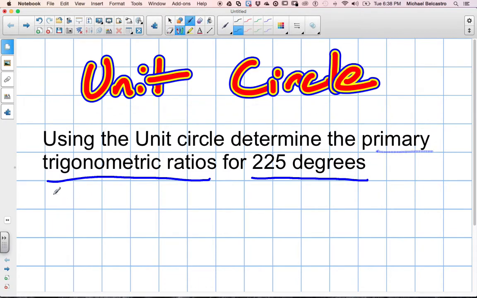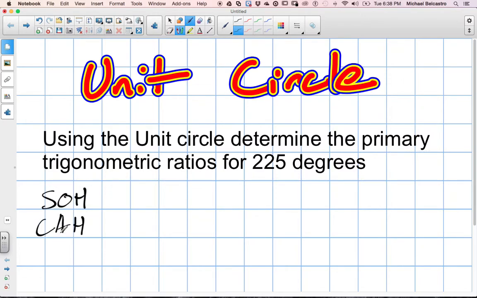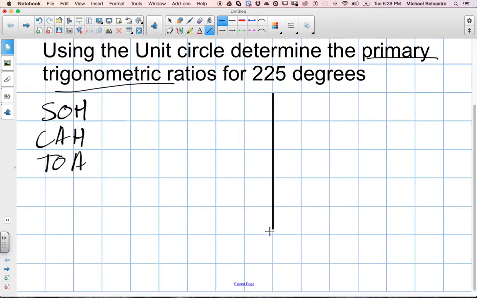First thing is we want our SOHCAHTOA, right? We need to know what the primary trig ratios are, and that's what these three are. Sine is the opposite over the hypotenuse, cos is adjacent over hypotenuse, and tan is opposite over adjacent. The unit circle is built off of a grid, so it's a circle on the Cartesian plane.